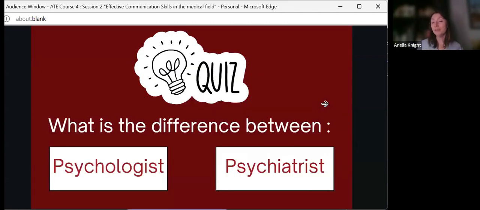Can you tell me, what do you think the difference is between a psychologist and a psychiatrist? This is a hard one that medical professionals probably think is very simple, but I'd like to see if you know, why do we have two different types of mental health doctors, psychologists and psychiatrists?